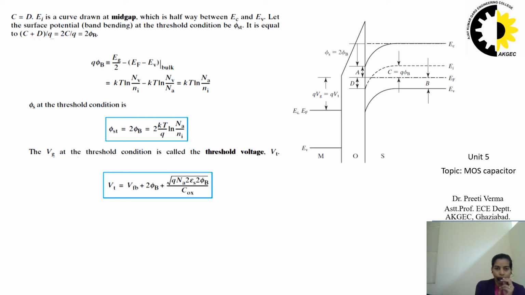The threshold voltage as a function of oxide thickness and body doping, using this equation of Vt, can be plotted. So the gate dielectric is assumed to be SiO2 with dielectric constant epsilon ox equal to 3.9.